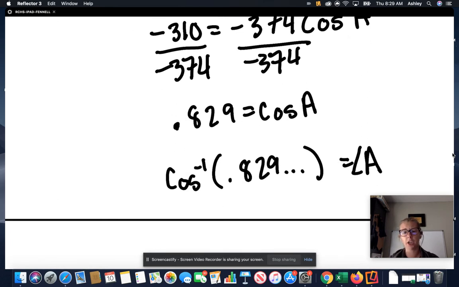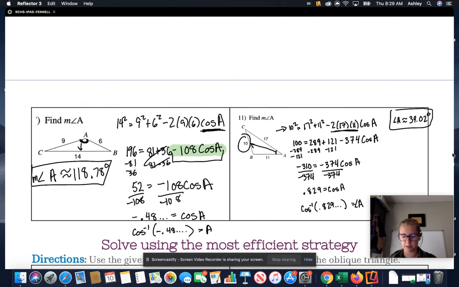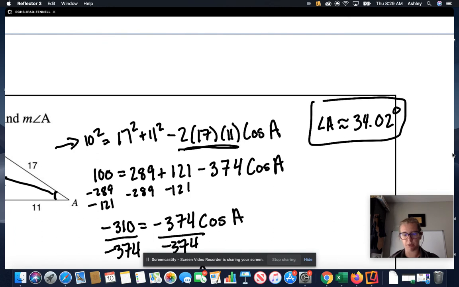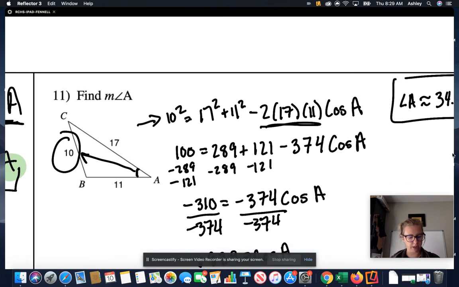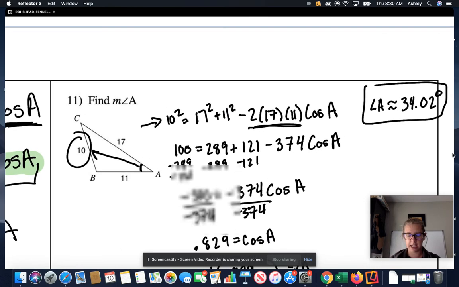We need to arc cosine, isolate that angle there. When we do arc cosine, angle A is approximately 34.02 degrees. Now, if we look over here, does that answer make sense? It is opposite the shortest side. So it definitely should not be an obtuse angle. It should be an acute angle here. And it is 34 degrees. So that answer makes sense to me.